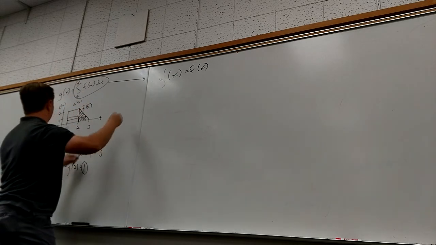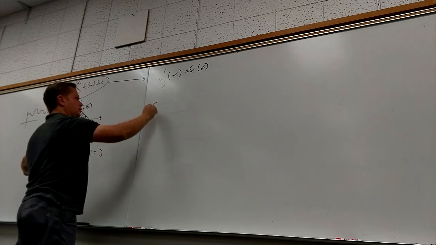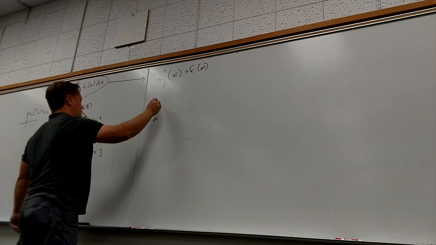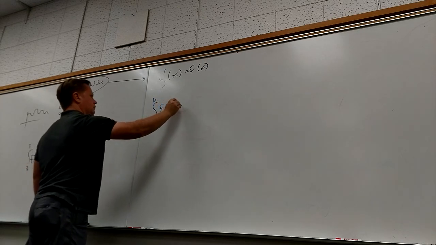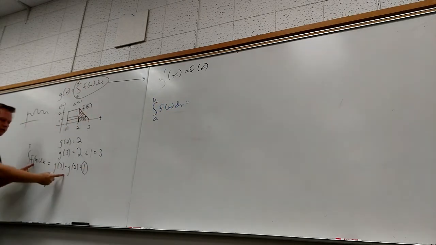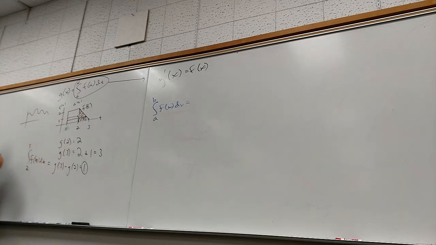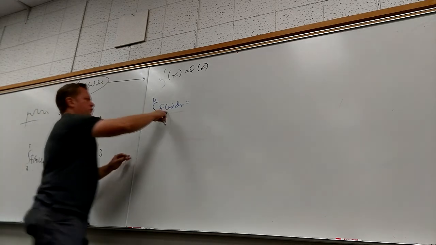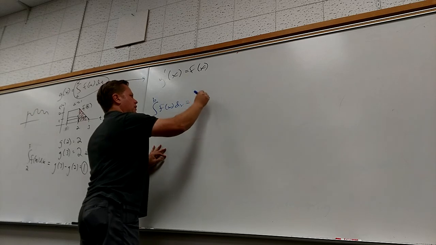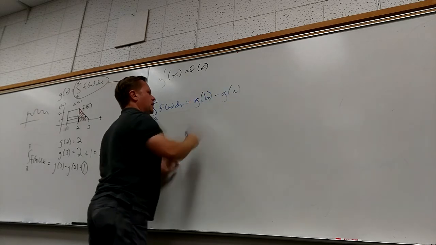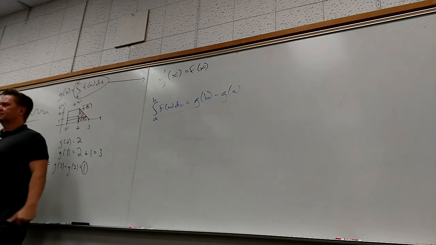So right here, let me generalize this: the integral from a to b of f of x dx. I'm just going to generalize what we got here. It would have worked no matter what numbers I put down here, and no matter what the functions were, it would have worked the exact same way. So the integral from a to b of f of x is equal to the area up to b minus the area up to a. That's all it says.